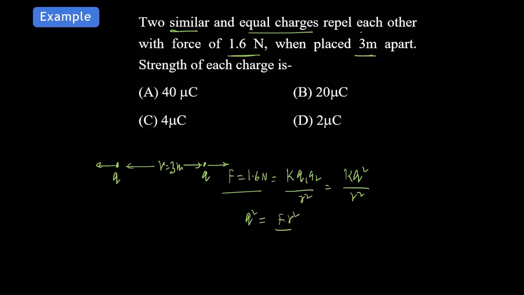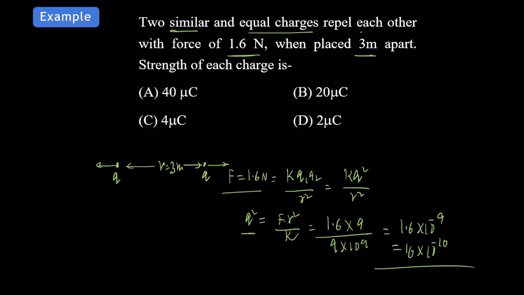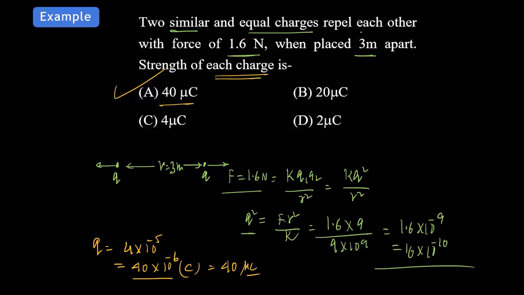So Q square becomes F into R square by K. Now put the value: 1.6, R is 3, square means 9, and K is 9 into 10 to the power 9. Okay, that means it becomes 1.6 into 10 to the power minus 9. Now make it 16 into 10 to the power minus 10. So Q square becomes 16 into 10 to the power minus 10. So Q becomes how much? Q becomes 4 into 10 to the power minus 5. Now make it 40 into 10 to the power minus 6, so 40 into 10 to the power minus 6 Coulomb. That means 40 microcoulomb. Okay, so the strength of each charge is 40 micro.